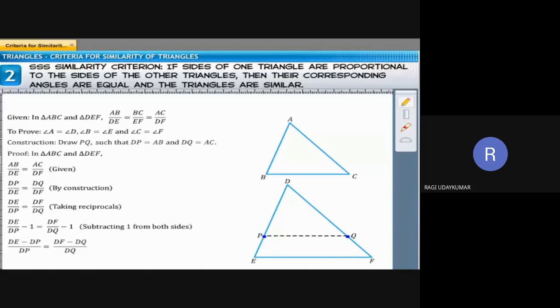Whenever it is given that DP by DE is equal to DQ by DF in the triangle, directly you can say by the converse of the basic proportionality theorem that PQ is parallel to EF. But to apply the basic proportionality theorem, for the converse we need DP by PE equal to DQ by QF. So let us consider these parts.